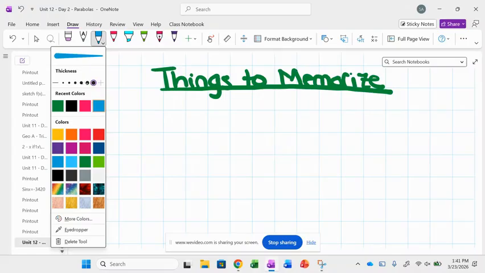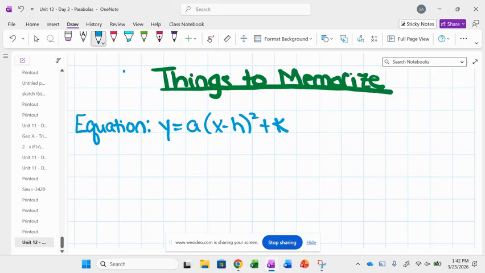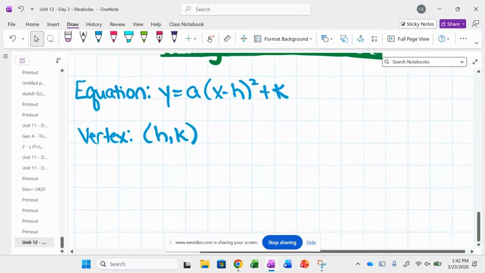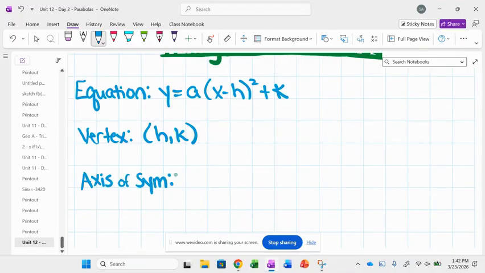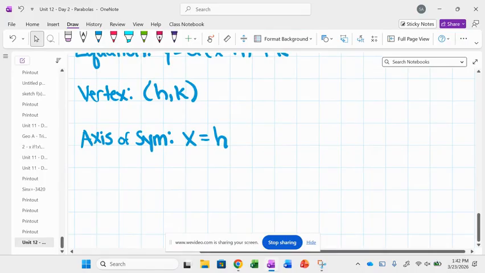So I'll do one side blue. So for the normal parabola, where y equals a times the quantity of x minus h squared plus k, we will have our vertex, which is the point h comma k. We will have our axis of symmetry, which is going to be a vertical line. So that's going to be x equals h. So those two things we knew from last lesson.